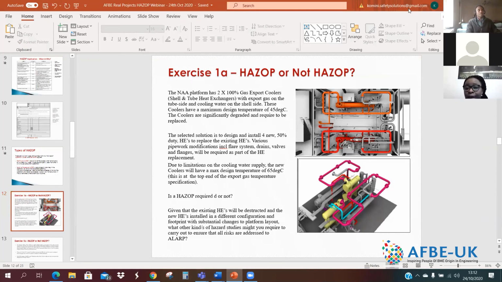So, does it require a HAZOP? We're getting responses now. It requires a HAZOP. There are going to be changes in the flow rate and also temperature. Yes, it requires a HAZOP. So 3 yeses already. I'm getting very good answers here. Good stuff, guys. Most people seem to be saying yes. And for the additional question, what kind of HAZOP does it require?